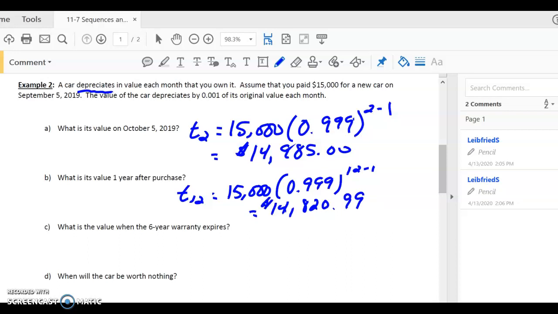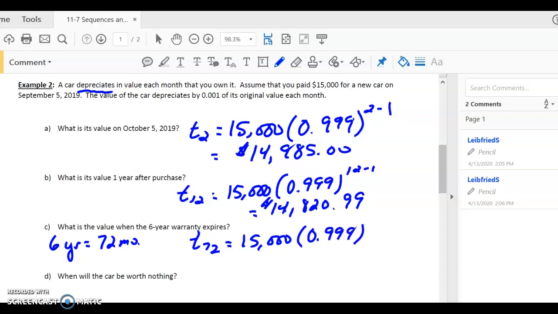What is the value when the 6-year warranty expires? The 6-year warranty is 72 months. Your warranty starts basically the day you buy the car. So the 72nd month, you started with 15,000 and you're doing 0.999 to the 72 minus 1. So T of 72 equals 13,957.46.